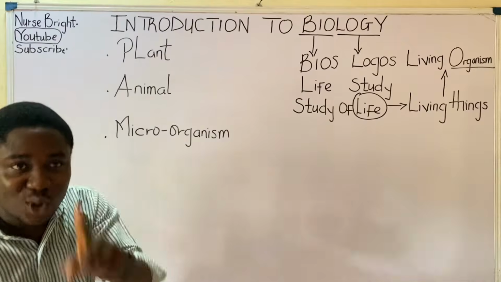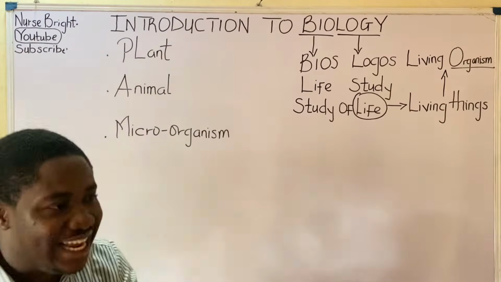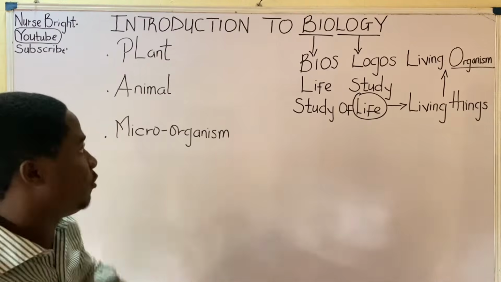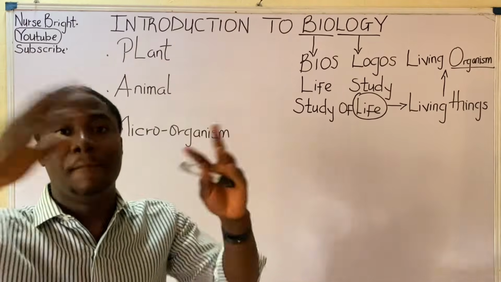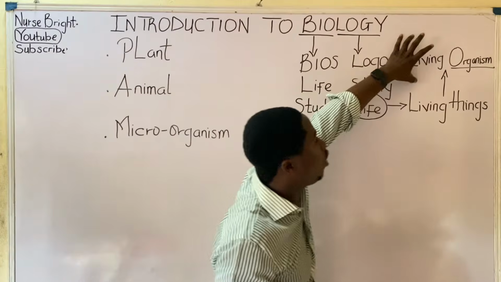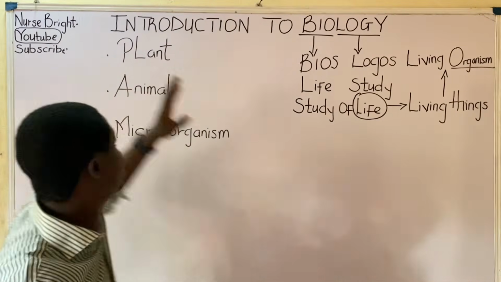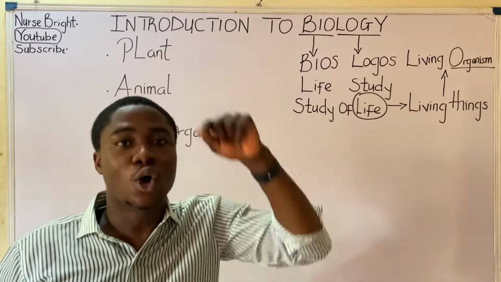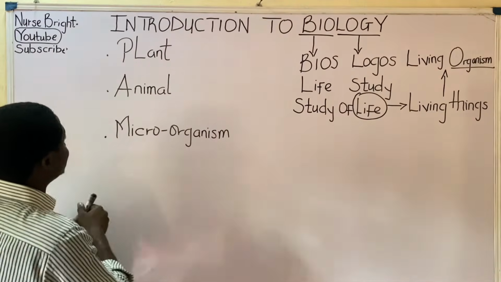Now we are discussing that living organisms are broadly divided into three groups. This now brings us to understand the major branches of biology. Please listen carefully. Biology has different branches. So the living organisms, which we now broadly divided into three groups, form the three important branches of biology. Now this must be noted.